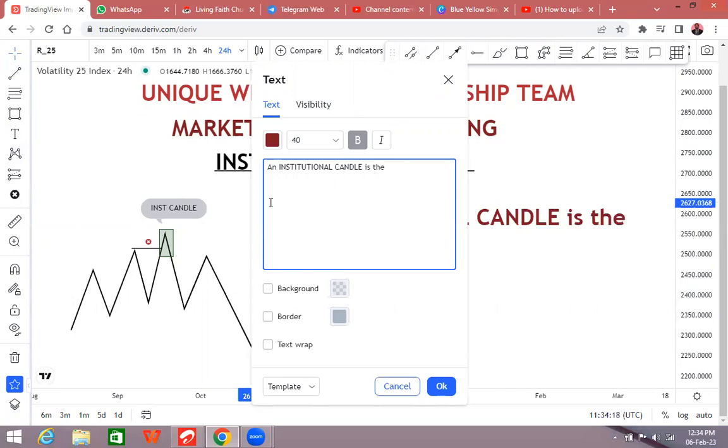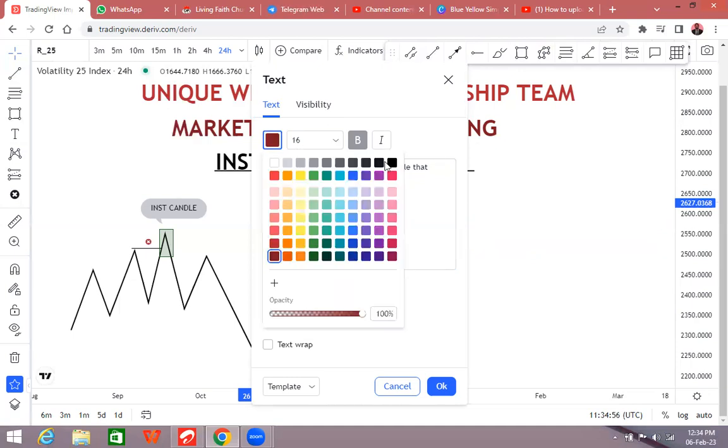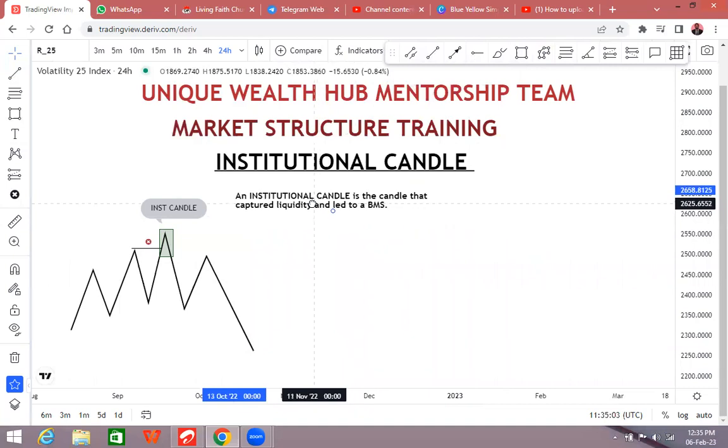is that candle that captured liquidity, whether buy side or sell side liquidity, and led to a break in market structure. That candle that captured liquidity led to a break in market structure. So that's the definition I'm going to give us.